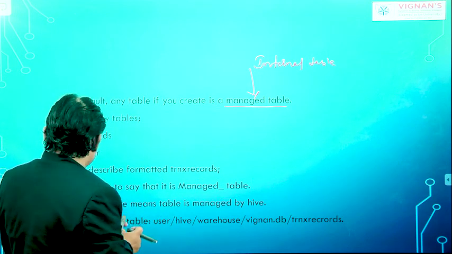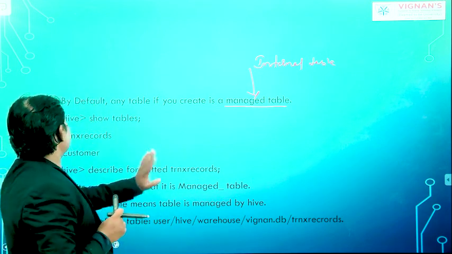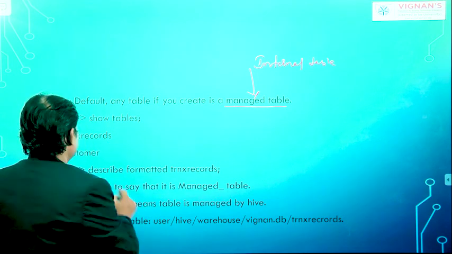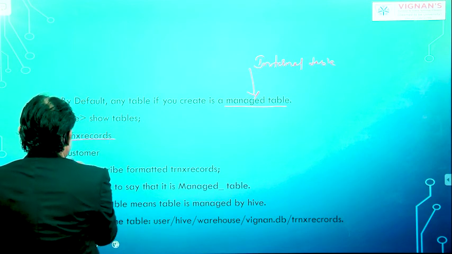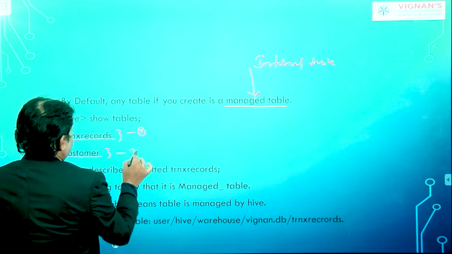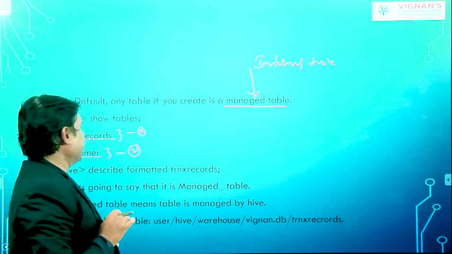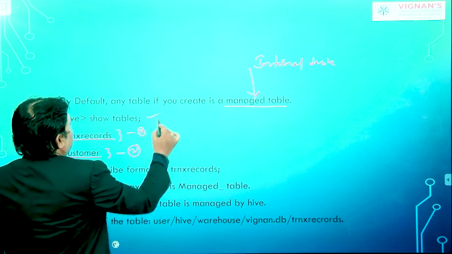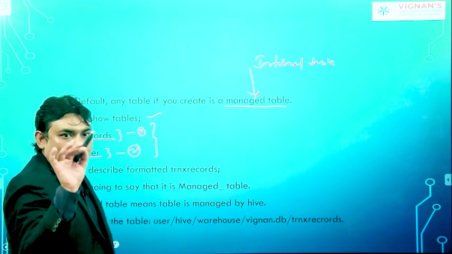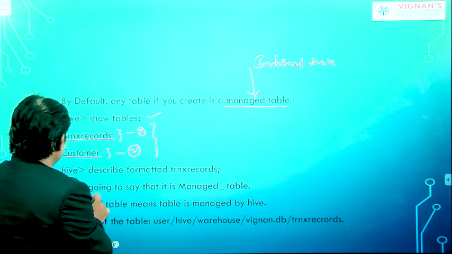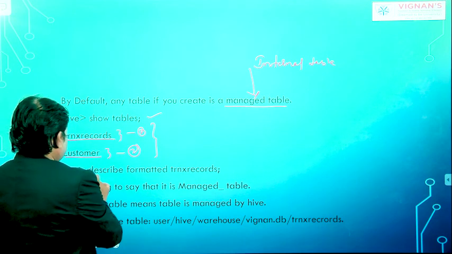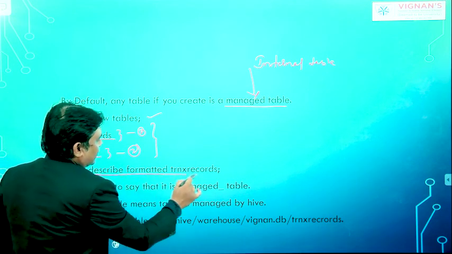Okay, so you see here, suppose we have created many tables. Suppose I created 2 tables. Say the table names are transaction record and customer. First table is this one, second table is this one. If I give the command show tables, I can get whatever tables I have created. Here 2 tables I created: one is called transaction record and the second is customers.